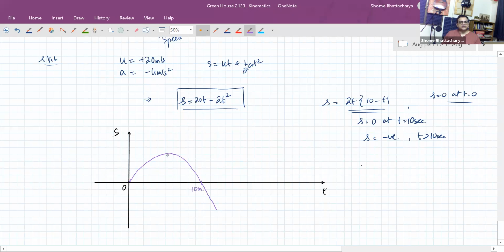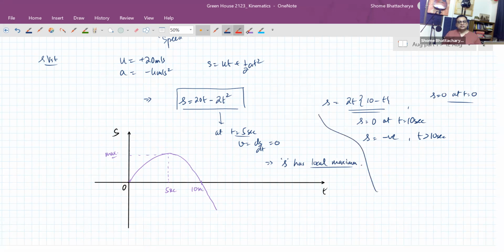After that, the displacement is negative. Also, it reaches a maximum value at 5 seconds. Because at that time, you can see from here, at t equal to 5 seconds, v, which is ds by dt, is equal to 0. So that means s has the local maximum. Whereas from here, you can see that s is 0 again at t equal to 10 seconds.